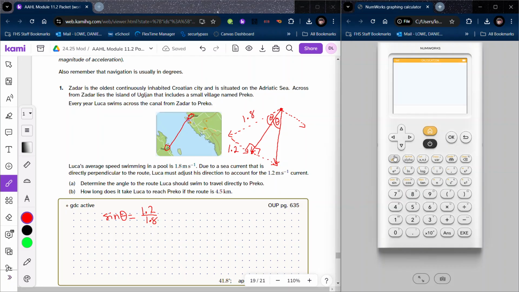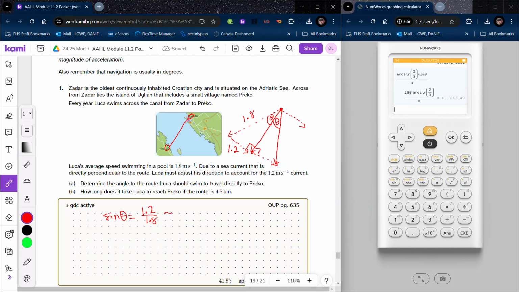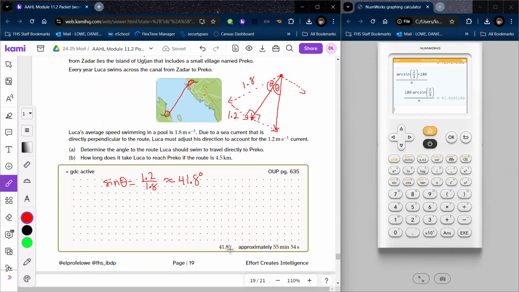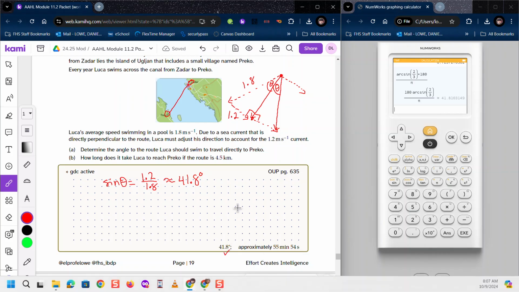So let's go ahead and make my calculation. The inverse sine of 1.2 divided by 1.8. And remember, working in degrees is the common piece for navigation. So I'll multiply by 180 and divide by pi, and we see that that's going to be approximately 41.8 degrees. Okay, and we can see down here that that is the value that we got. So good. How long does it take Luca to reach Preko if the route is 4.5 kilometers?